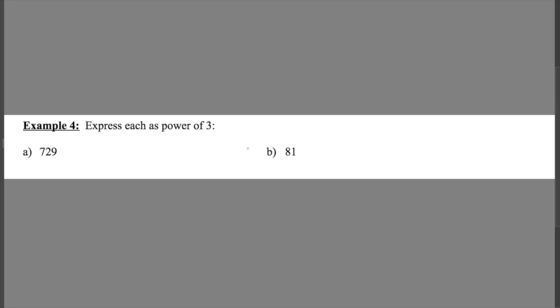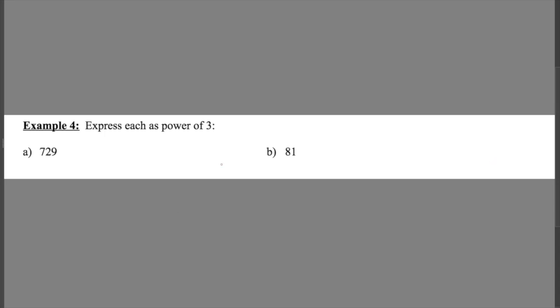So this one here, it's asking to express each as a power of 3. So we're going to simply divide these by 3 until we get to 3. So for 729, divide by 3 once is 243. Divide it again is 81. Divide it again is 27. Divide again is 9. And divide again is 3. So in this case, it should be 3 to the power of 5. And we multiply by 3 once, twice, 3 times, 4 times, and 5 times.